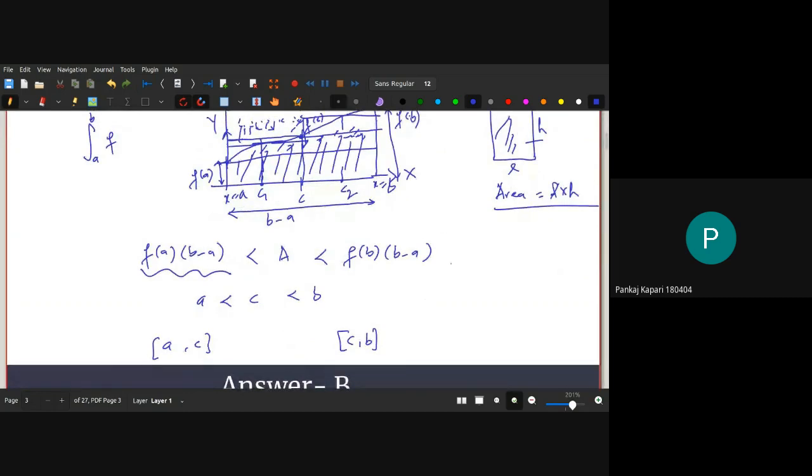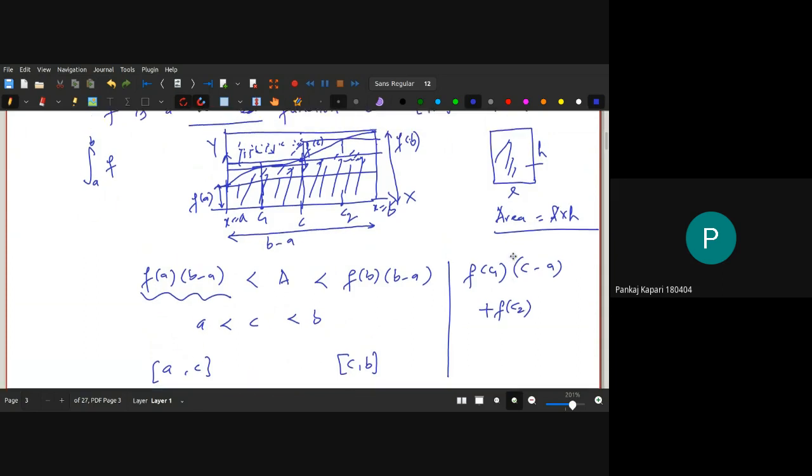Okay, so from the second case, it is f of c1 times the length of the interval. So this time the length of the interval is just c minus a, right? Because we have taken a point in between, and then we are adding the area of these two rectangles. In the second one, we are choosing the height to be f of c2. So this represents the height of the rectangle, and then b minus c is the length of the interval. So this is the area, which is the sum of two rectangles.